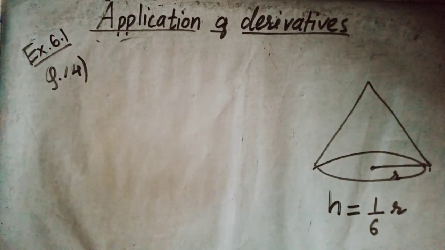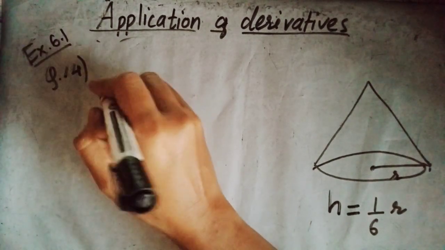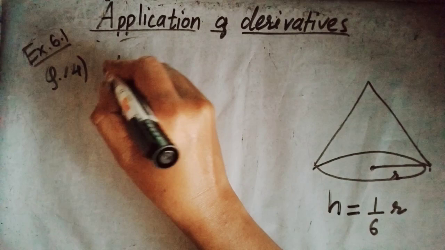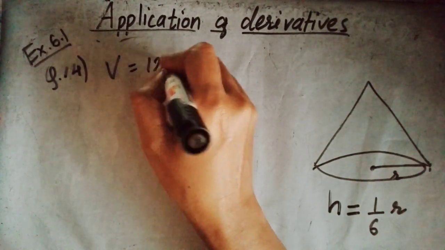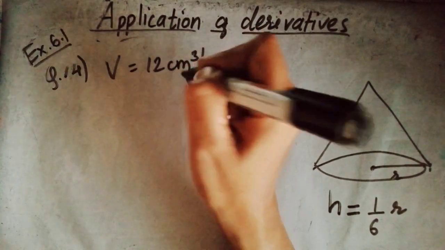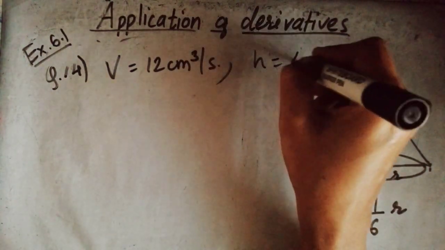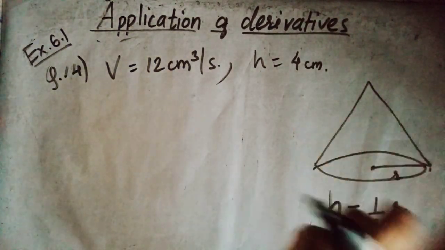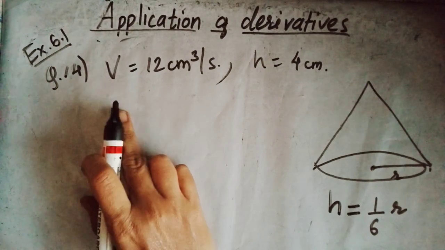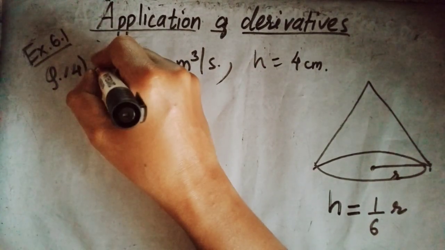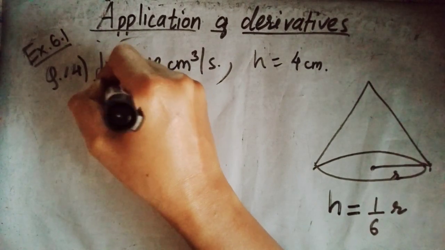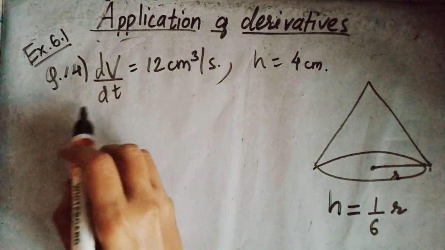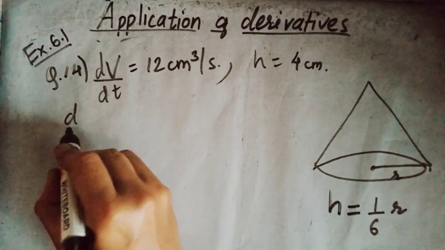Now sand is pouring from a pipe at the rate of 12 centimeter cube per second. See, 12 centimeter cube means this is a volume which is given. So volume of the cone is given to be 12 centimeter cube per second. Also at this height you have to find how fast height is increasing when the height is 4 cm. Now this is not volume, this is changing volume with respect to time. So take the derivative of volume.